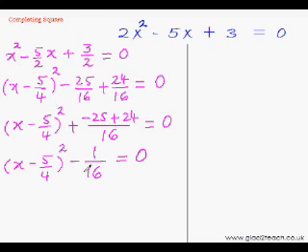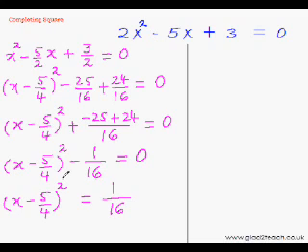Now take this minus 1 over 16 to the other side. So it will become plus 1 over 16. And now you can take this square to the other side as well. So when this square goes to the other side, it will become square root, as the square and the square root are opposite of each other, and you already know that when things go from one side to the other, they become opposite of what they were.